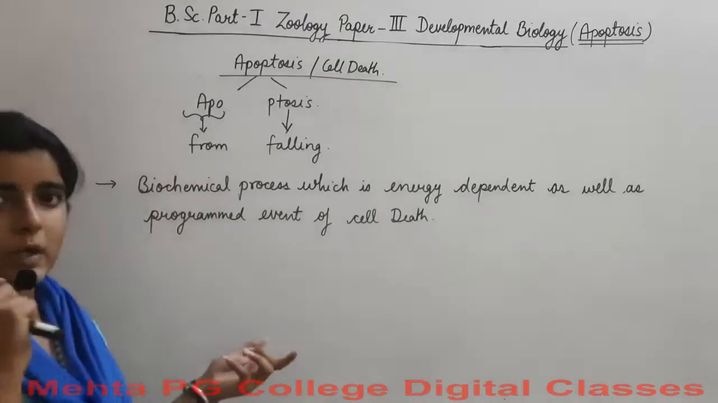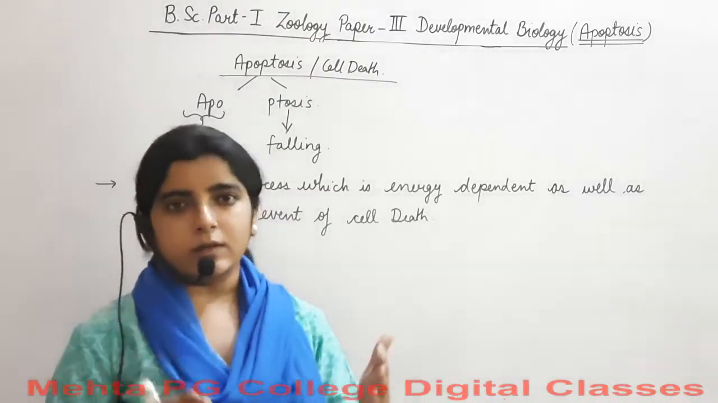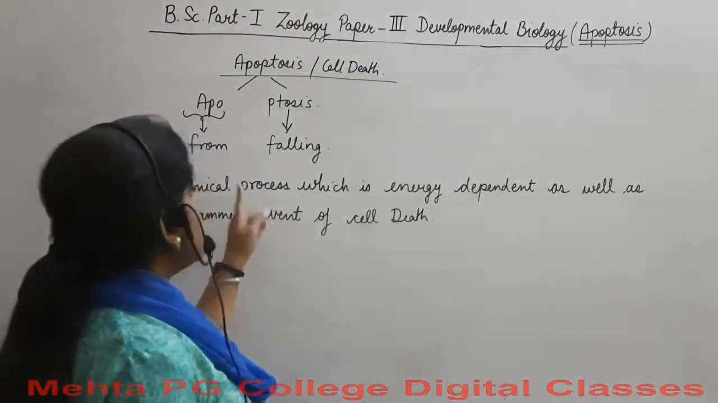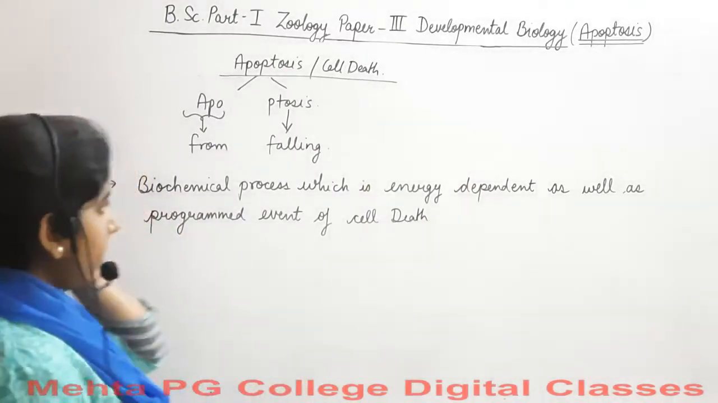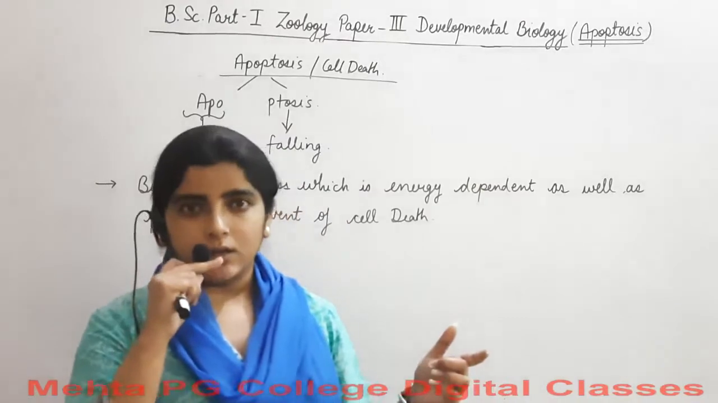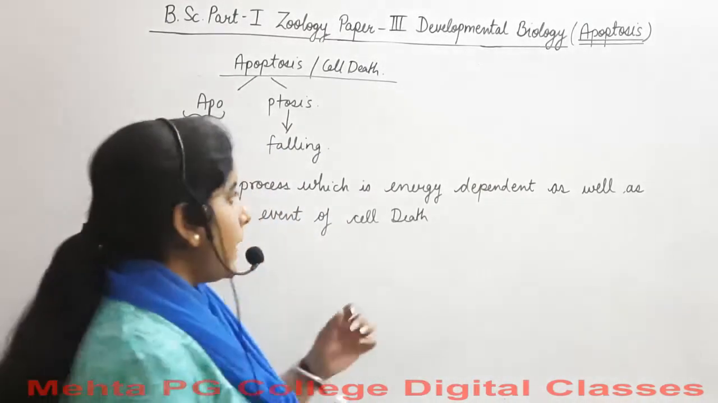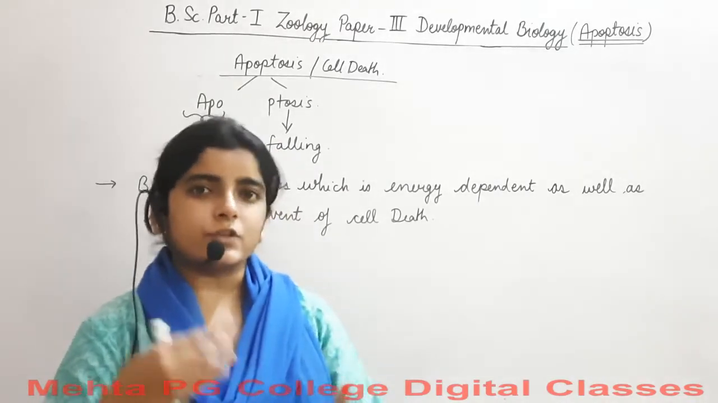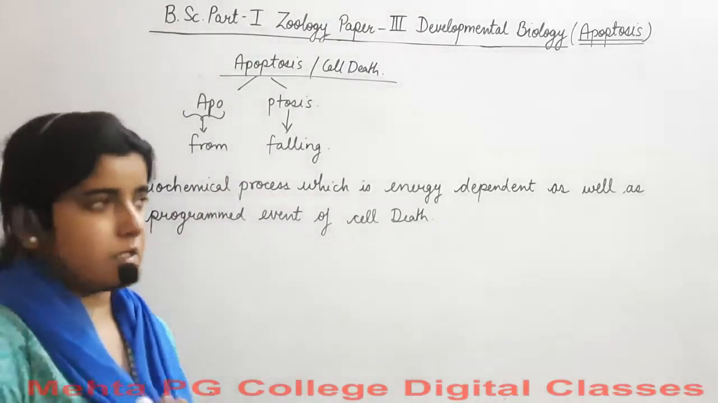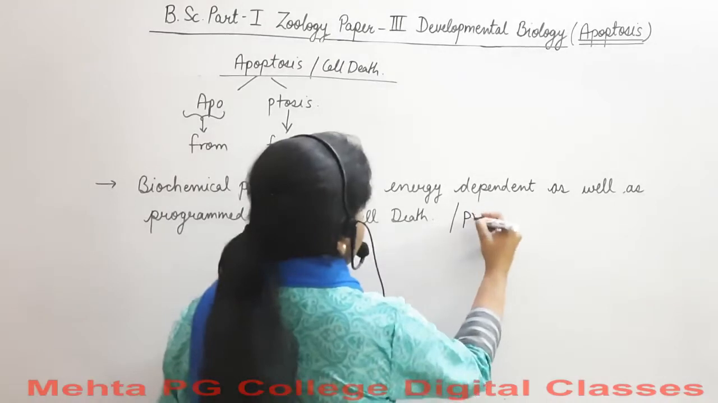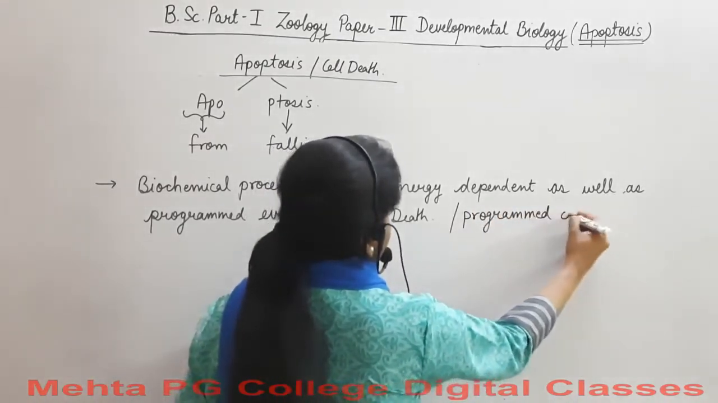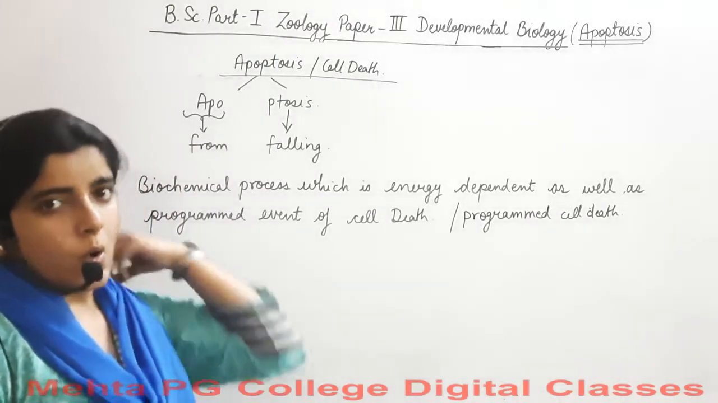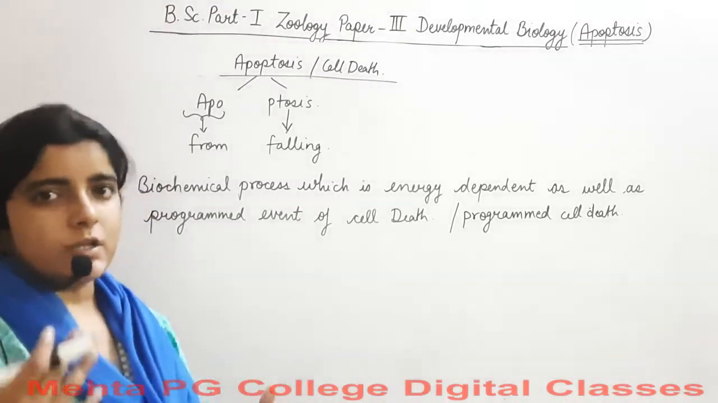If we say it is a biochemical process, then it involves all the chemicals which are present in our body, and all those chemicals are involved and react to take the cell to the death process, right? Energy dependent means energy in the form of ATP is utilized in this, and programmed event of cell death means events occur one after another, so the program is fixed there. So it is also called programmed cell death. That means all processes are predefined for how the cell will undergo death. So programs are fixed one after another.